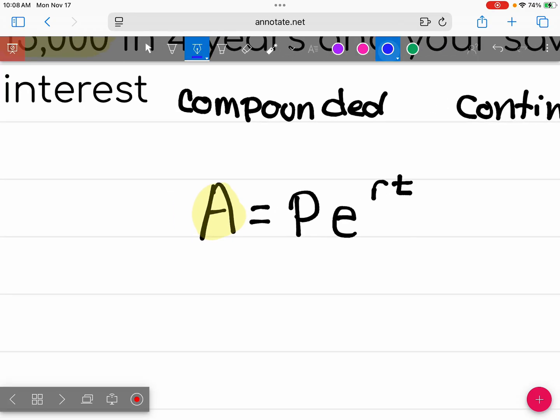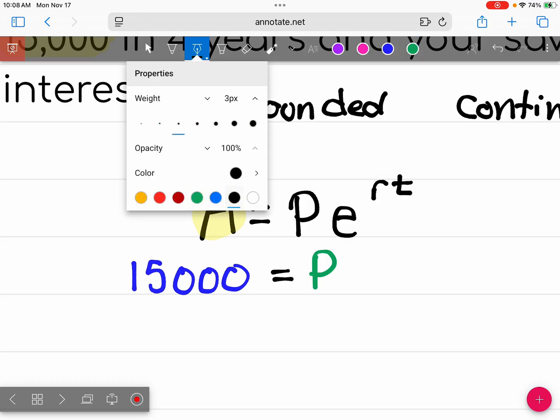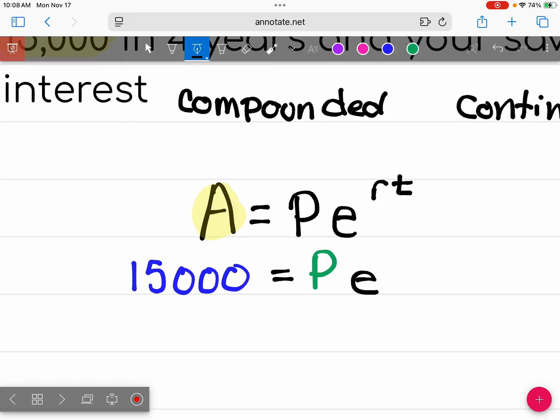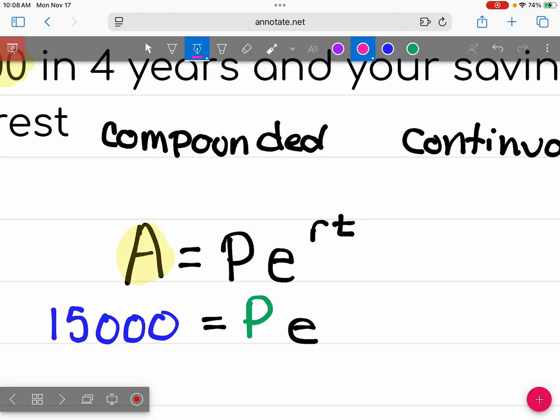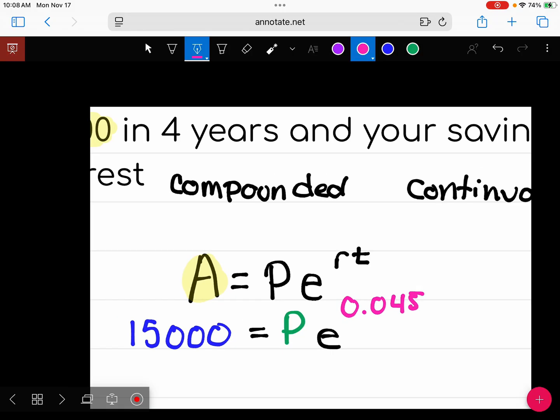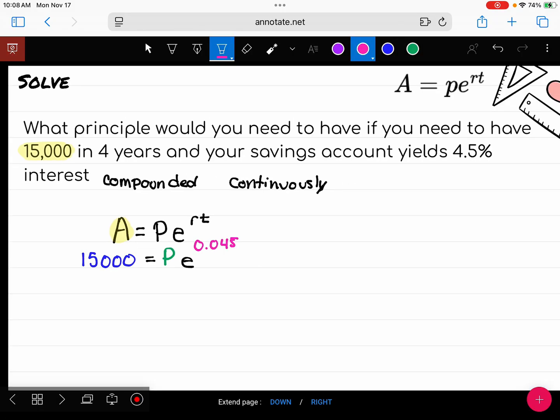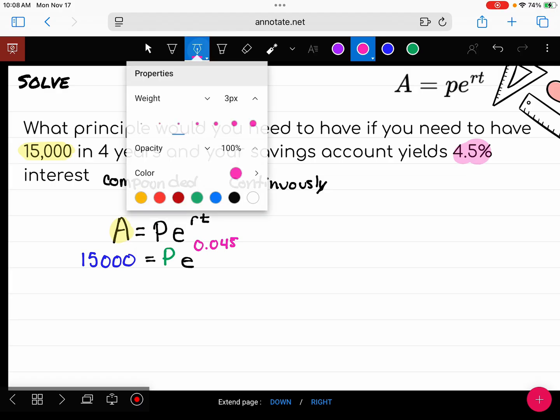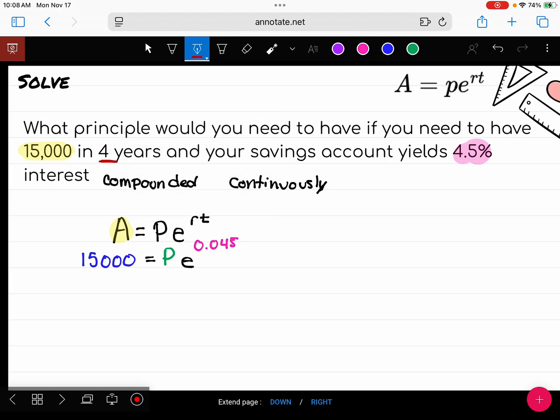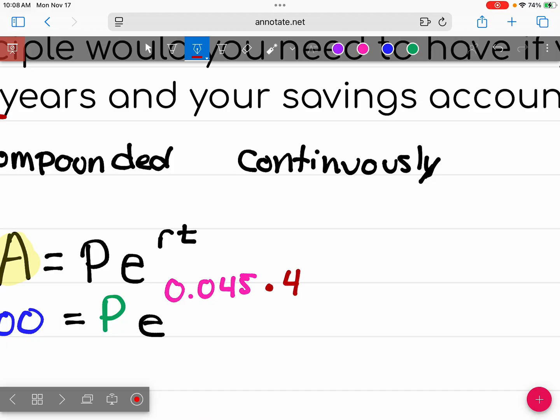I need to know what I need to put in my savings account so I can walk away and come back to $15,000. We are asked to find P, so that's what we don't know. That letter's still going to be there. e is a button on our calculator anyway. It's just a number. What else we got? Our rate. What's our rate? 0.045. Okay, one more thing we know. 4 years. We know our time. So times 4.